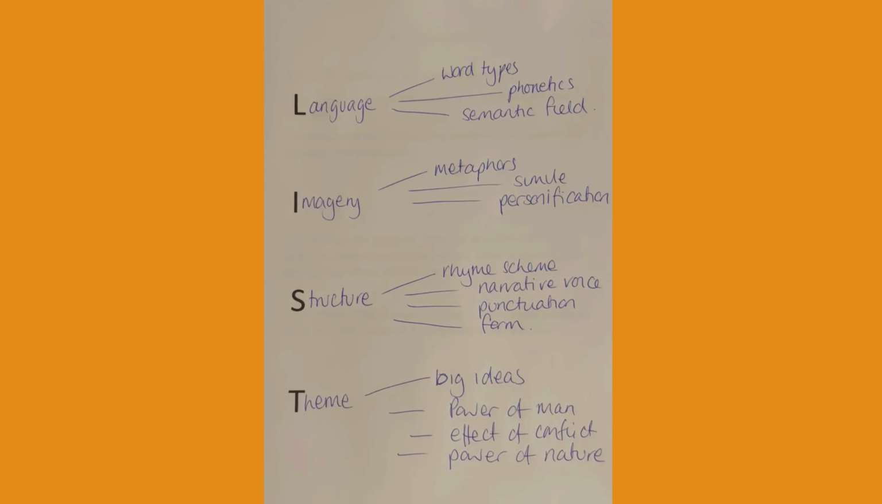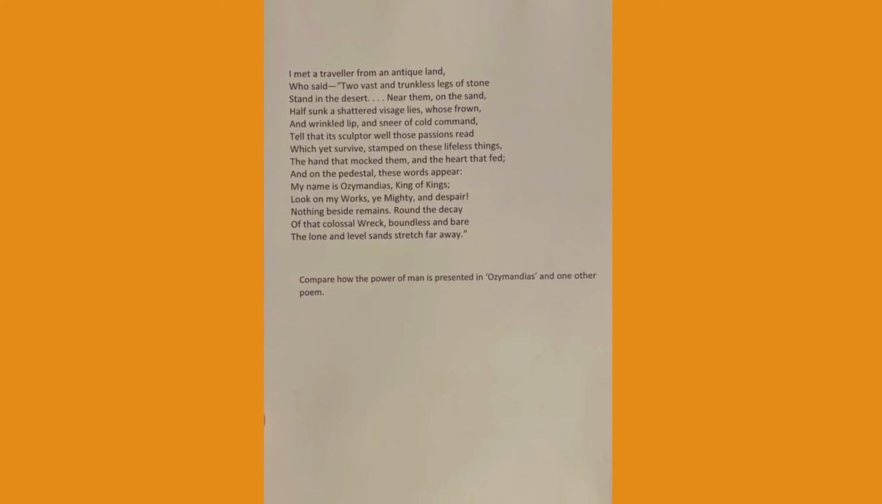Now, as with a lot of the questions, you will be given an extract. In this case, you'll be given one of the poems from the Power and Conflict collection, and then you'll be asked to use this poem and then compare how the power of man is presented in Ozymandias and one other poem. So you will always be given a poem, and then it's up to you to decide from the other 14 which is the best one to compare it to.